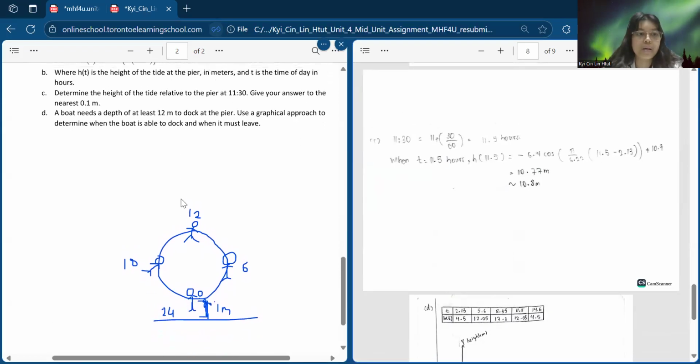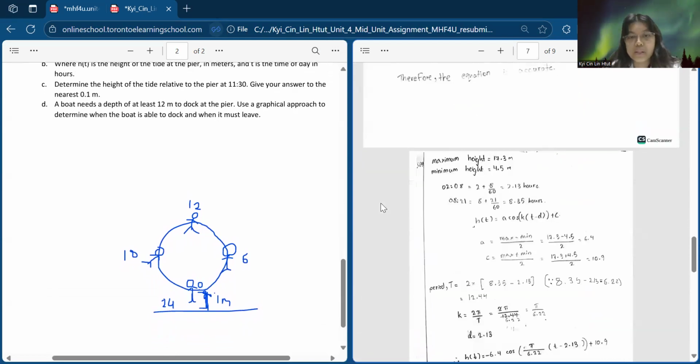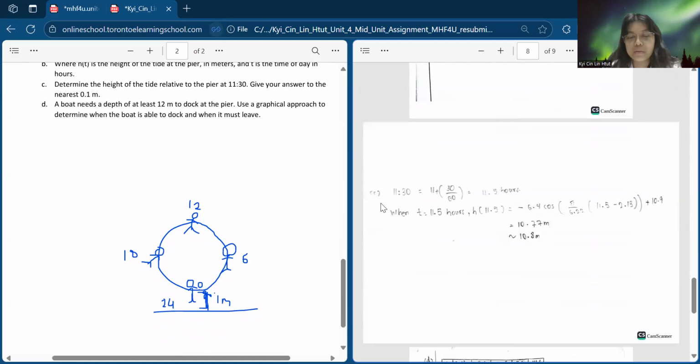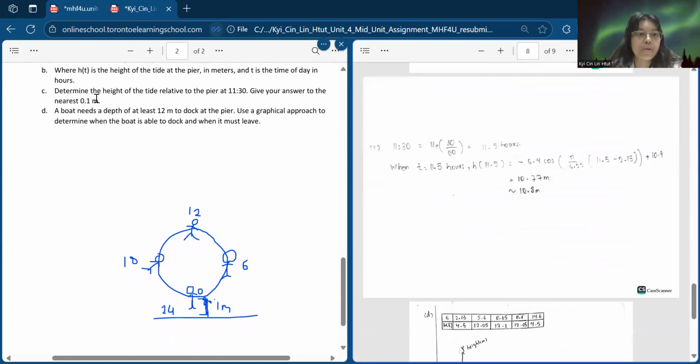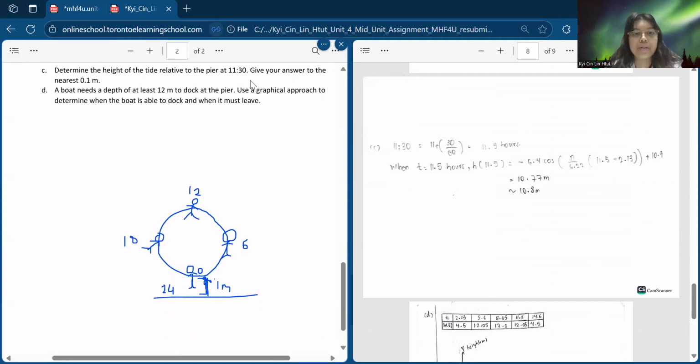Now for part C, I want to determine the height of the tide relative to the pier at 11:30. So I first turned 11:30 into hours, and I substituted 11.5 hours into the position of t, and this is what I get. Well, 10.77 meters, but it wants me to round it to 0.1 meter. So this is what I get when I round it to 0.1 meter.